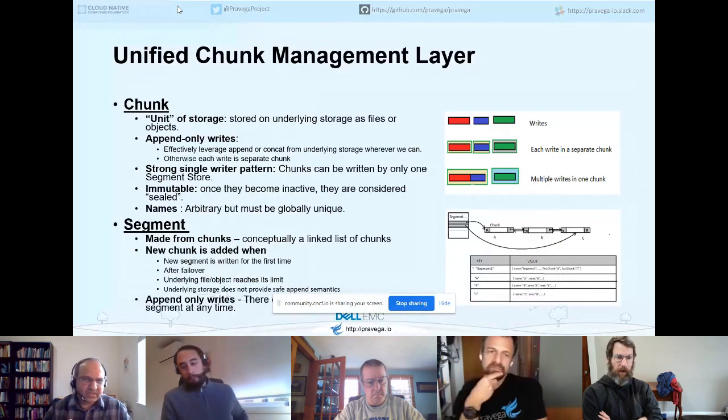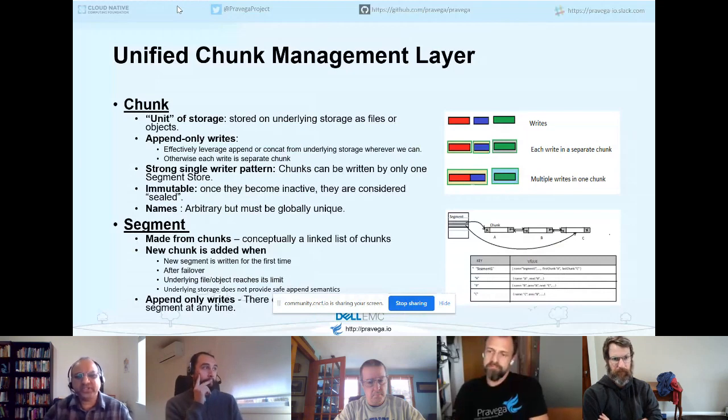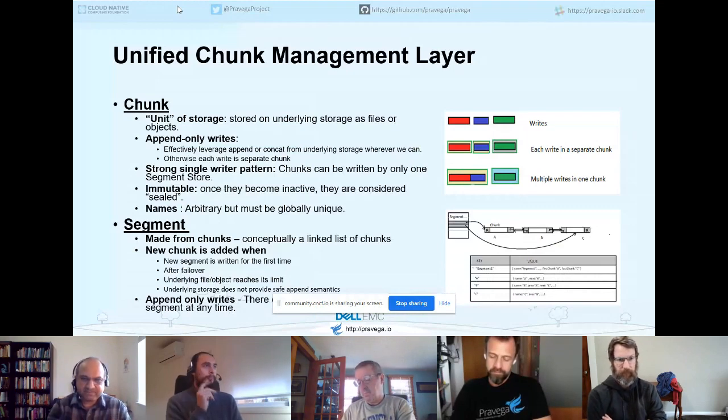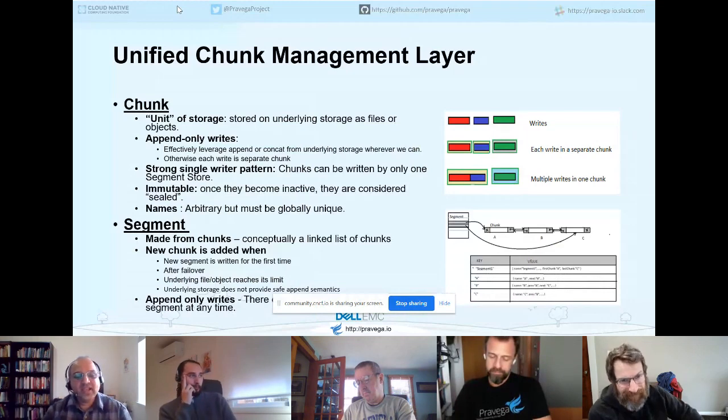So what is a segment? What is a chunk? A chunk is a unit of storage. You can think of it as an actual thing that gets stored on your external tier 2 storage. If it's a file, NFS-like storage, then it's a file. If it's an object storage, then it's an object. So it's the leaf node in the storage hierarchy, and it's a unit of storage.